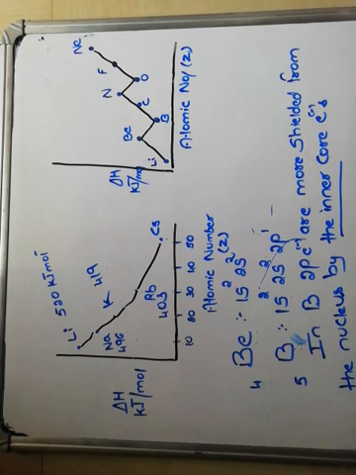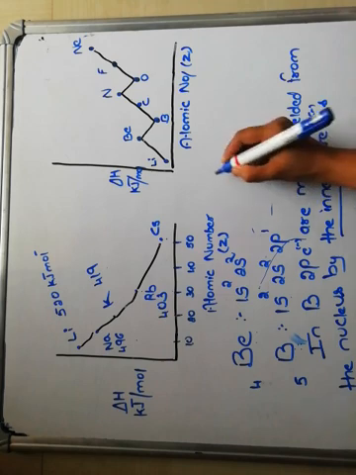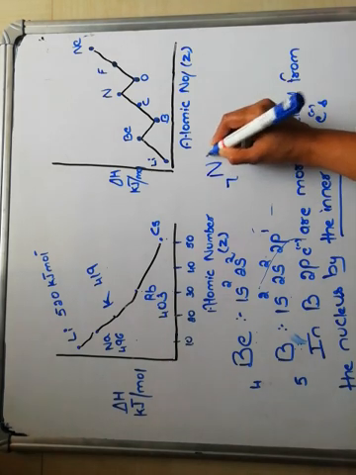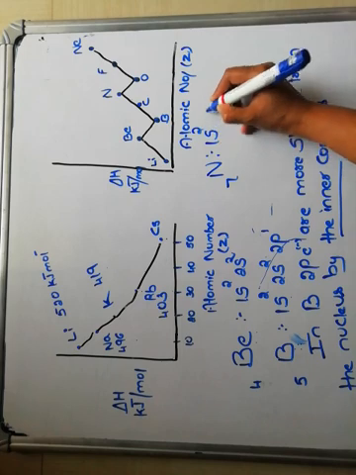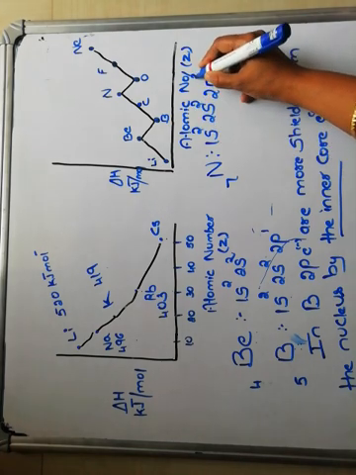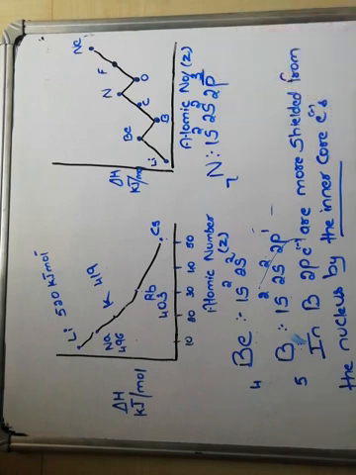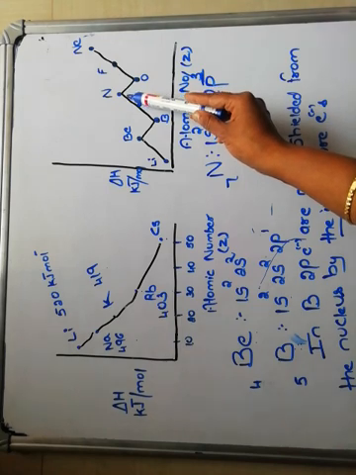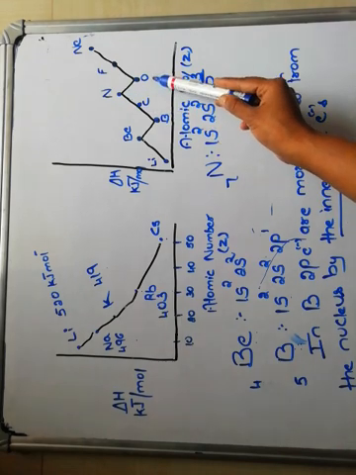In nitrogen, the p subshell is half filled. The atomic number of nitrogen is 7, so the electronic configuration is 1s2, 2s2, 2p3. The p subshell is half filled, and whenever subshells are half filled or completely filled, they attain stability. Once the atom attains stability, we require more and more energy to remove the outermost electron.